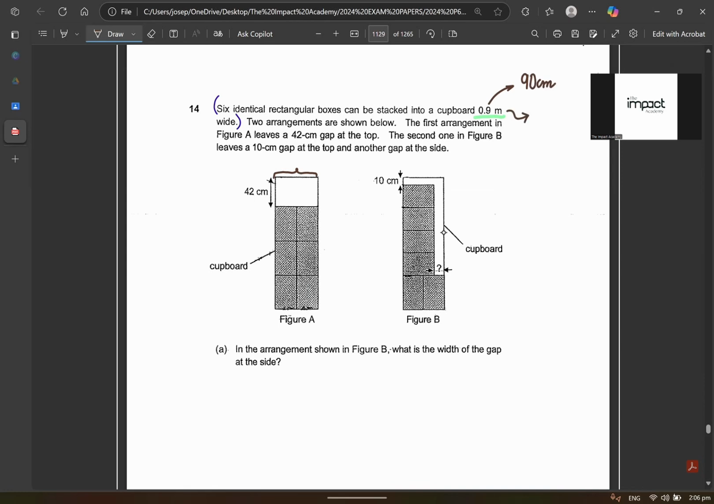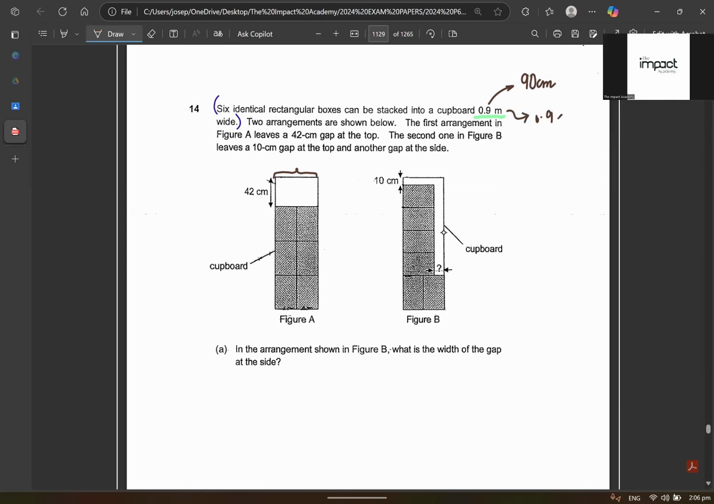And this itself, 0.9 meters, is actually equal to 90 cm. So how do I turn that to cm? Because it's 0.9 times 100, 90 cm. You want to make sure you write these things down first, and you need to know which one is the cupboard they are referring to. I know sometimes it can be confusing, but thankfully they have stated over here clearly that this is the cupboard.